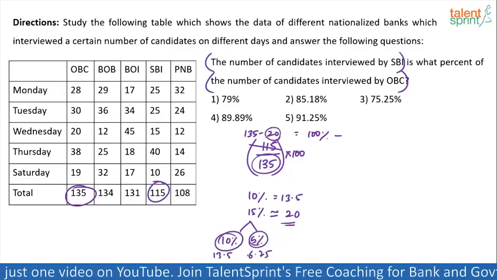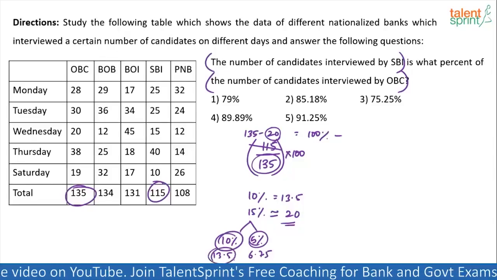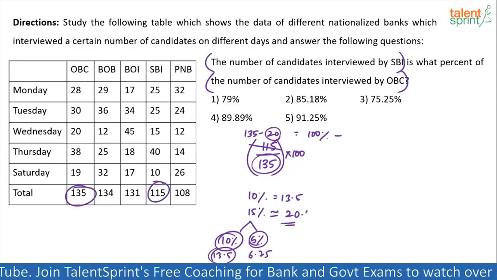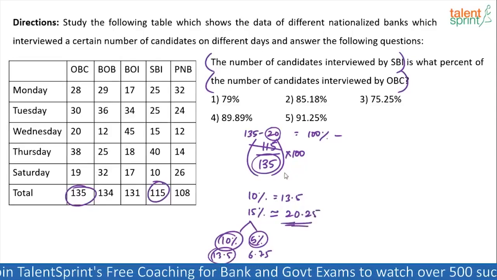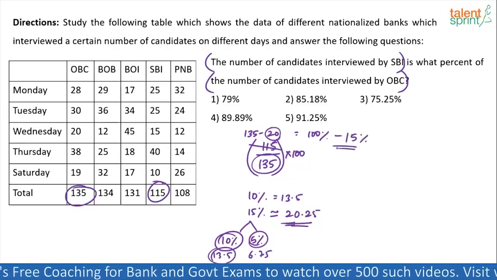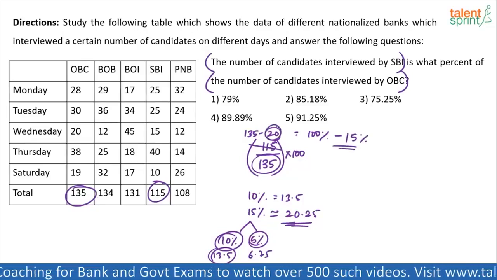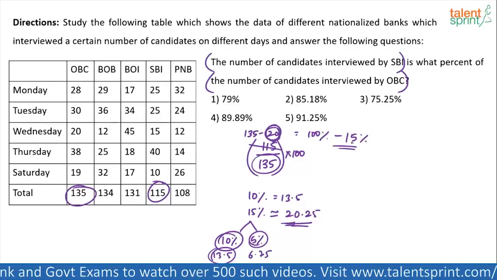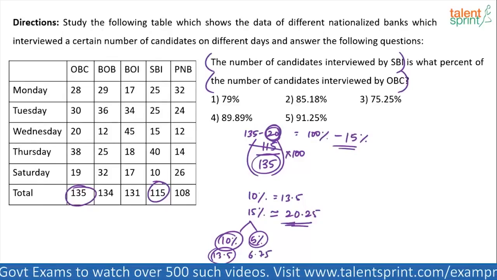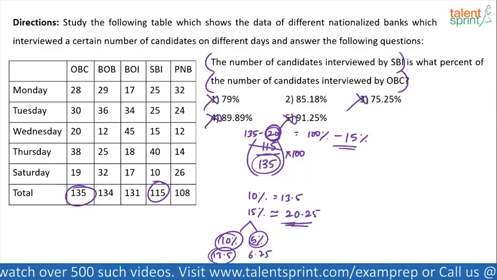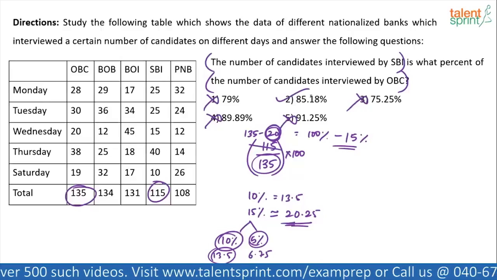5% is half of 10%. So half of 13.5 is 6.75. So 13.5 plus 6.75 is actually 20.25. Very close to 20. So can I say this 20, not 20%, this 20 value here is approximately 15%? Yes. So 100% minus 15%. Answer should be close to 85%. Option 1, option 3, option 4 and option 5 are wrong, and hence option 2 is the correct answer.